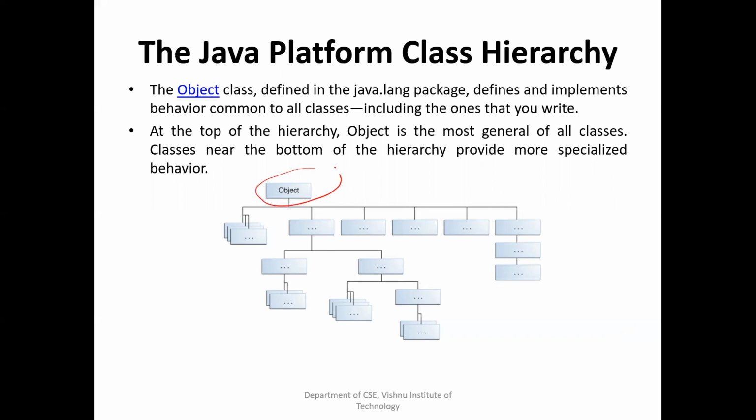This is the parent of all the classes. Okay, in Telugu it is Muttata. So for all the classes in Java, Object class is a superclass, and for all the classes you write also, Object is the superclass. Okay, so at the top of the hierarchy, Object is the most general. Clear? So the superclass of all the classes, Object class, is defined in a package called java.lang.